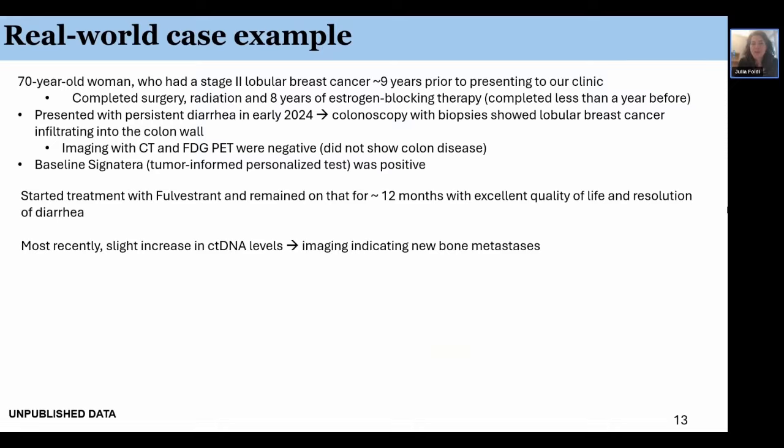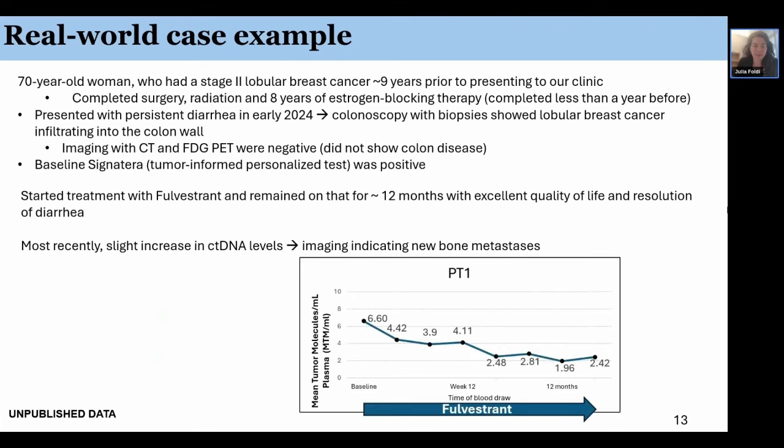She presented with persistent diarrhea in early 2024, for which her primary care doctor ordered a colonoscopy with biopsies, and that unfortunately showed lobular breast cancer infiltrating into the colon wall. She had a CT scan and a glucose-based FDG PET scan that were completely negative. We did do a baseline Signatera tumor-informed assay, which was positive.